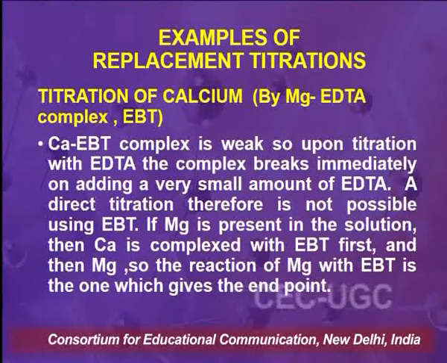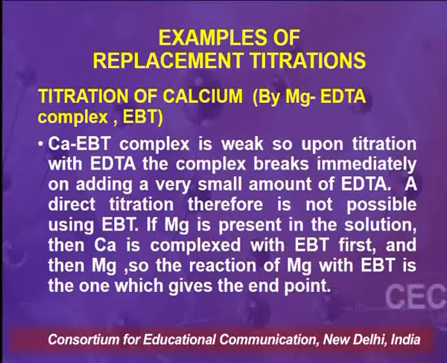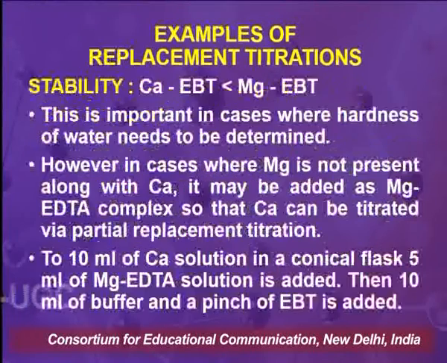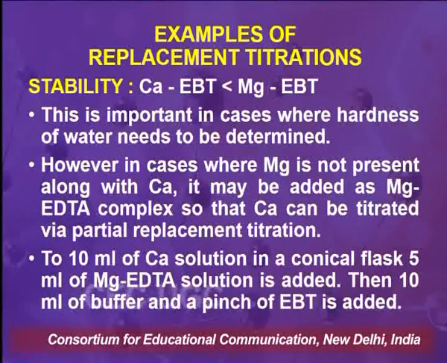So, the reaction of magnesium with EBT is the one which gives the end point. The principle behind this is that the stability of the calcium indicator complex, that is the calcium EBT complex, is lesser than the stability of the magnesium EBT complex. This is important in cases where hardness of water needs to be determined.